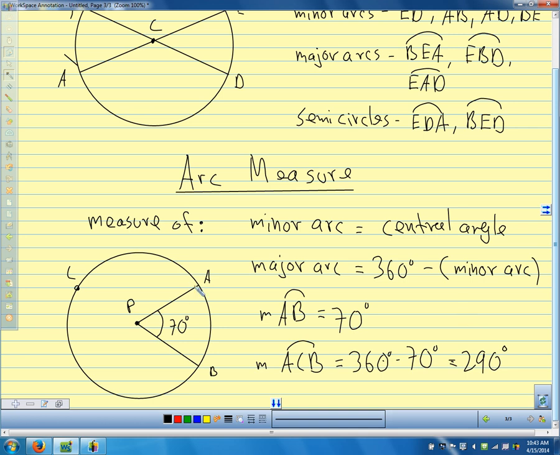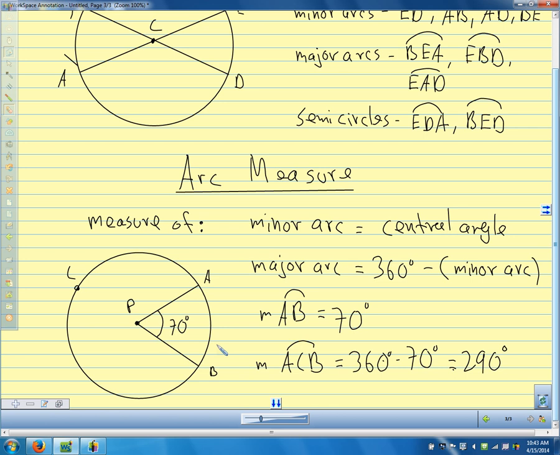So the measure of a minor arc is a central angle. The measure of the major arc, we subtract that minor arc from 360 degrees. All the way around the circle is 360 degrees. This tells us what's left over. So make sure you have these equations in your graphic organizer. And if you have room in that little circle, you could draw this little picture to help you remember how it works.